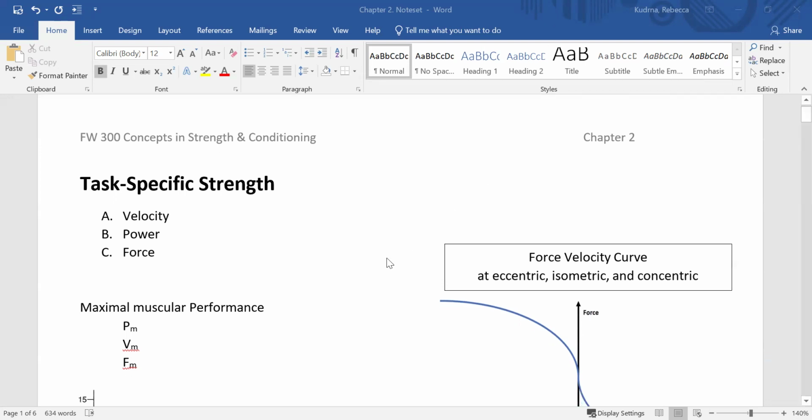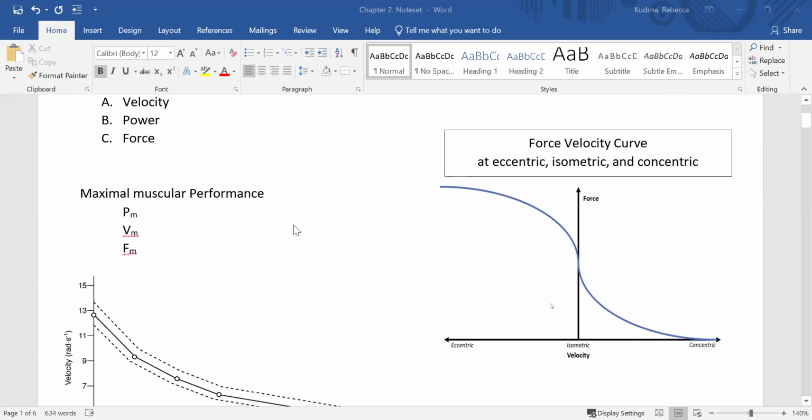What could be new to you, however, is some of the details, like this way of noting the muscle performance. So PM for power performance of the muscle, VM for velocity performance of the muscle, and force or FM. So these are abbreviations that get to the more technical side.